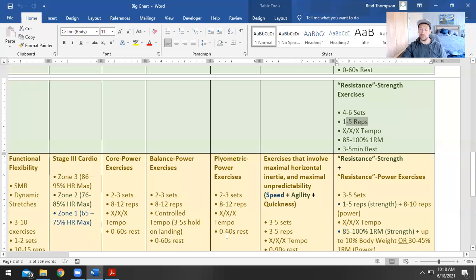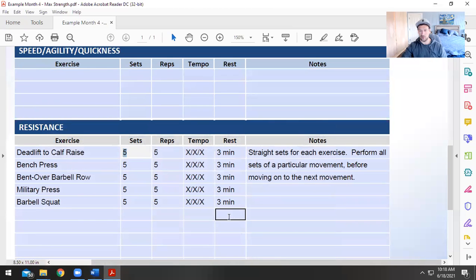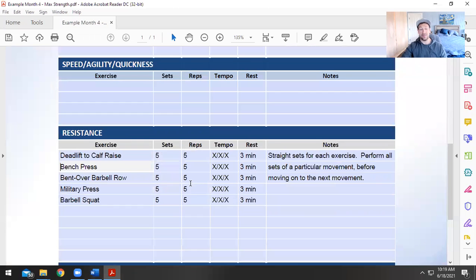I picked 3 to 5 minutes of rest. So 3 minutes of rest. And it is all straight sets again. And I actually picked the same exercises from last time. Deadlift to calf raise, bench press, bent over row, military press, barbell squat. Again, the exercise selection within the strength level is the same.